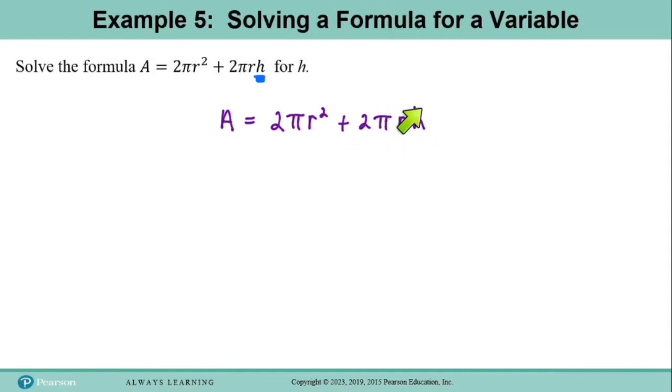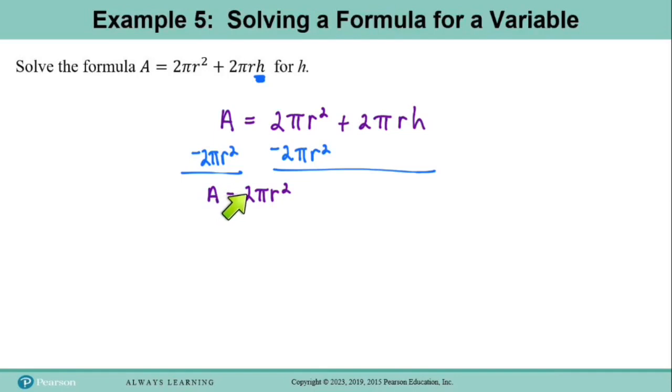So that means first I need to isolate this term. This term that does not have an h needs to go to the other side of the equal mark. Now there's already an a over here. So if I subtract 2 pi r squared from both sides, notice that these cannot be combined because they're not like terms. So they're still going to be separate terms. I'm going to put the a first because it's positive. So it's going to be a minus 2 pi r squared for the left side of the equal mark.